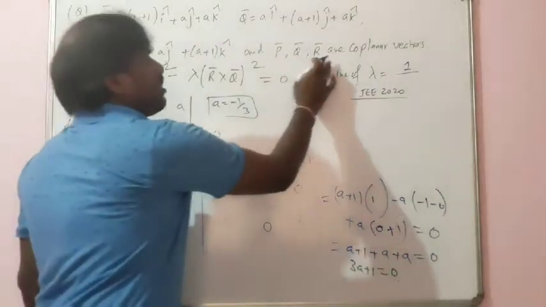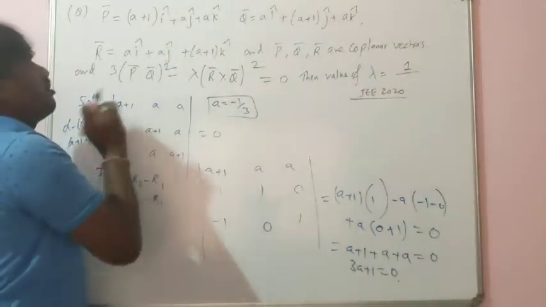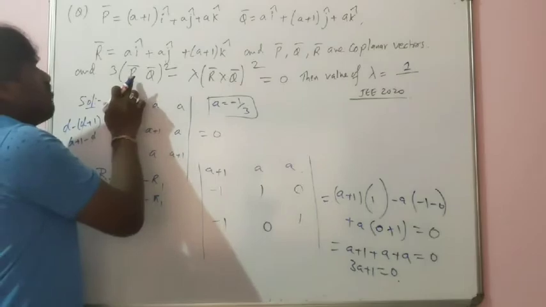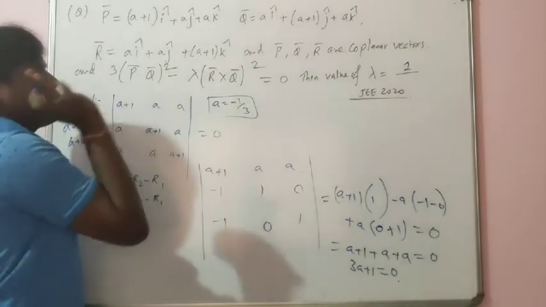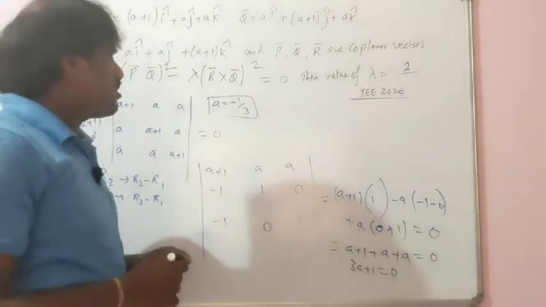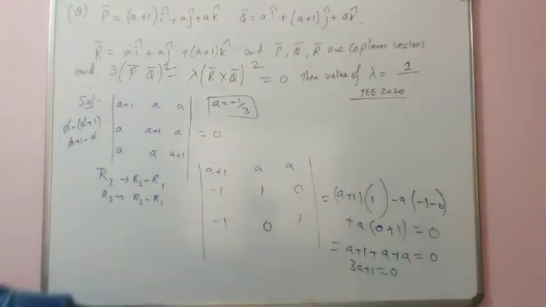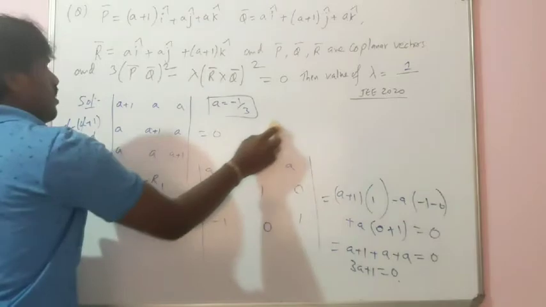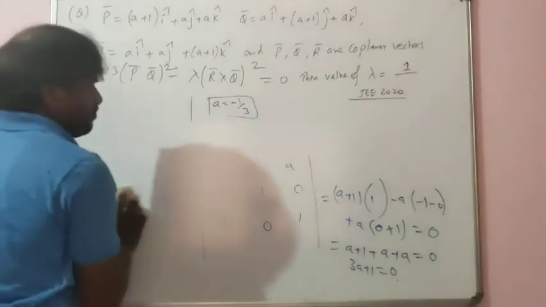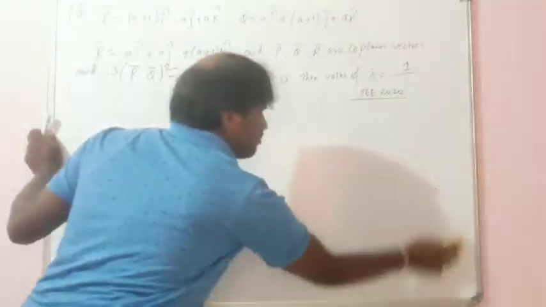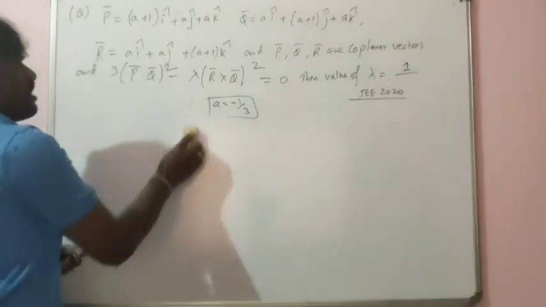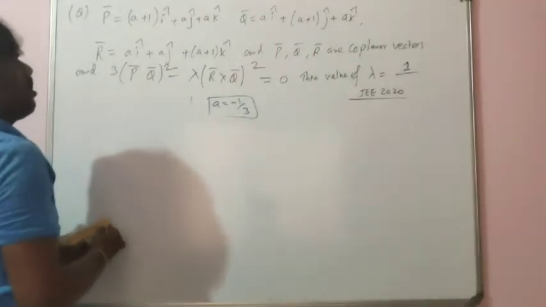So they have given that p, q, r are coplanar, and the a value I got is minus 1 by 3. So I can find the p, q, r vectors. If I find the vectors, then this will be very simple. So first of all, let us find these vectors. Now p dot q I have to find.